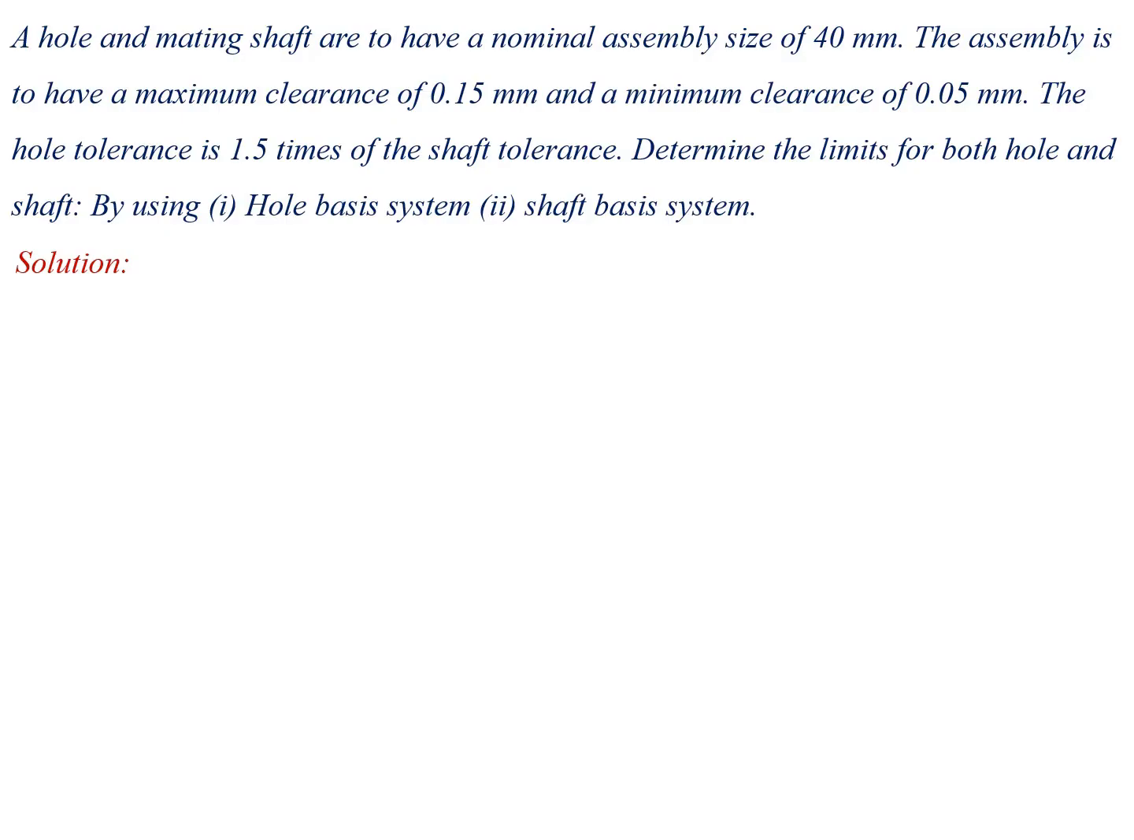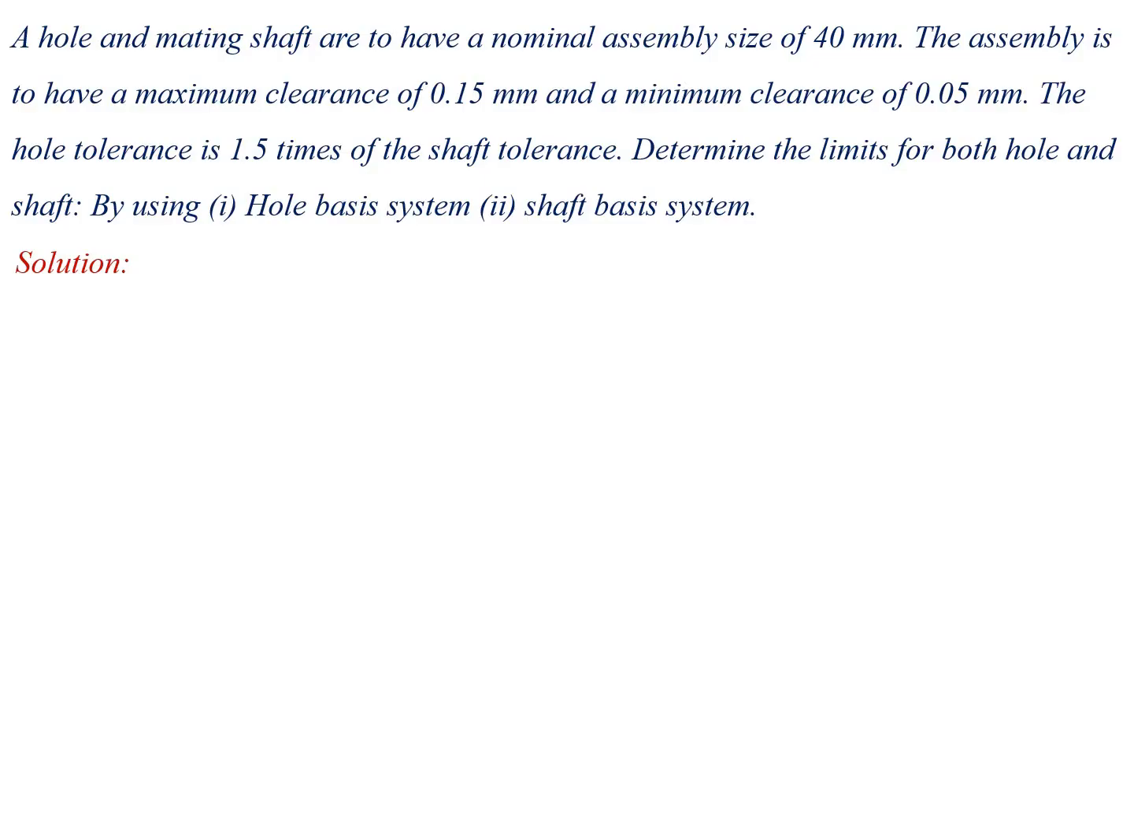The assembly is to have a maximum clearance of 0.15 mm and a minimum clearance of 0.05 mm. The hole tolerance is 1.5 times the shaft tolerance. Determine the limits for both hole and shaft by using the hole basis system and the shaft basis system.